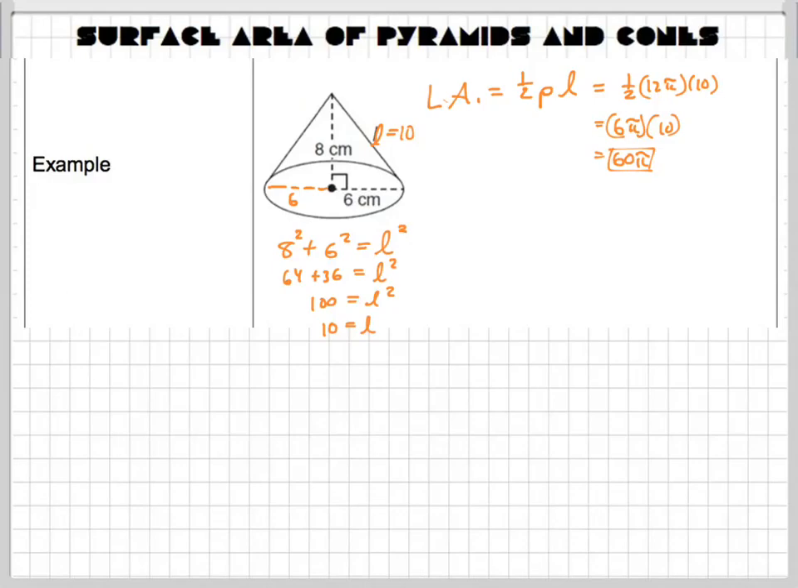Now let's find the surface area. To find the surface area, we're going to take the 60 pi, and we're going to add the area of the base. What is the area of our base for this one? The radius squared. So we're going to go 36 pi, because 6 is our radius, and we're going to square that. When we square that, we get 36. Look, they're like terms. They both have a pi at the end of it, so you can say 96 pi, and you're done.